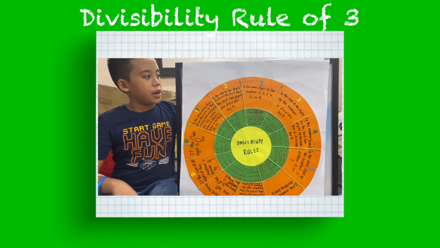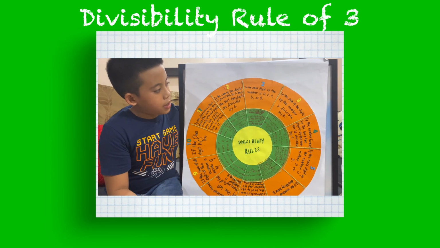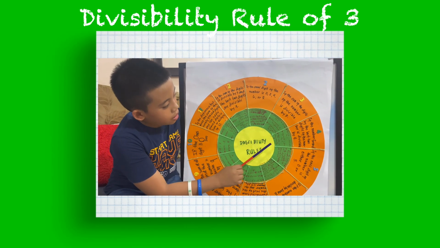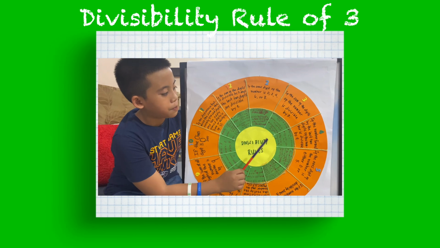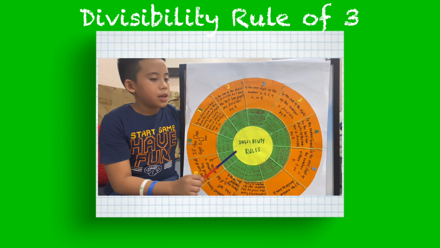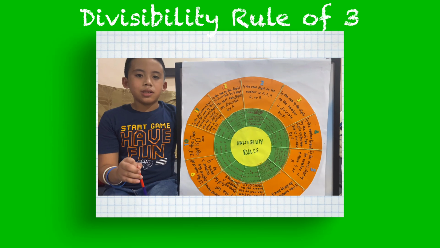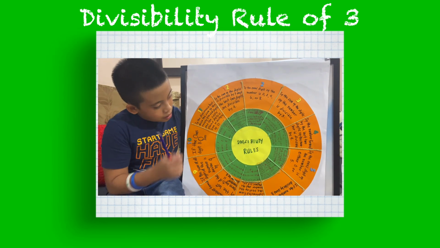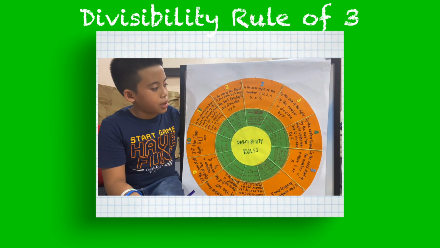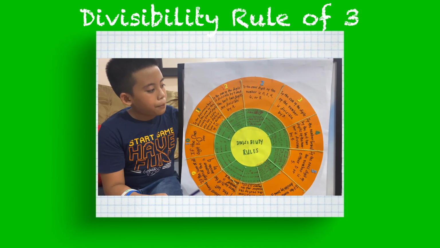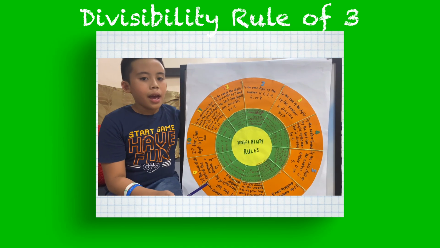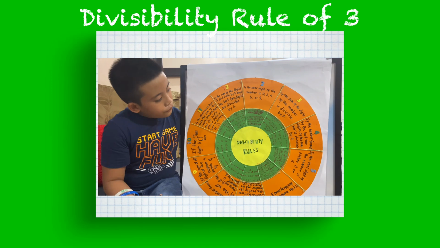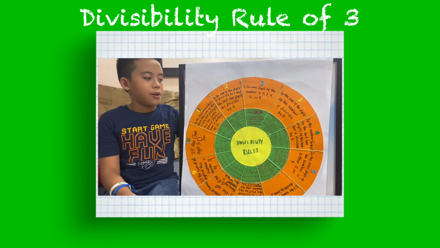Divisibility rule number 3. If the sum of the digits of the number is divisible by 3, then the number is divisible by 3. Example, 312. 3 plus 1 plus 2 equals 6. 6 divided by 3 is 2. Therefore, it is divisible by 3. Another example is 414. 4 plus 1 plus 4 equals 9. And 9 divided by 3 is 3. Therefore, 414 is divisible by 3.